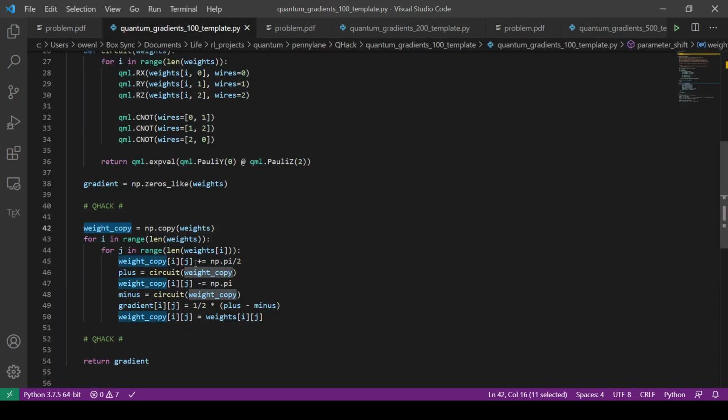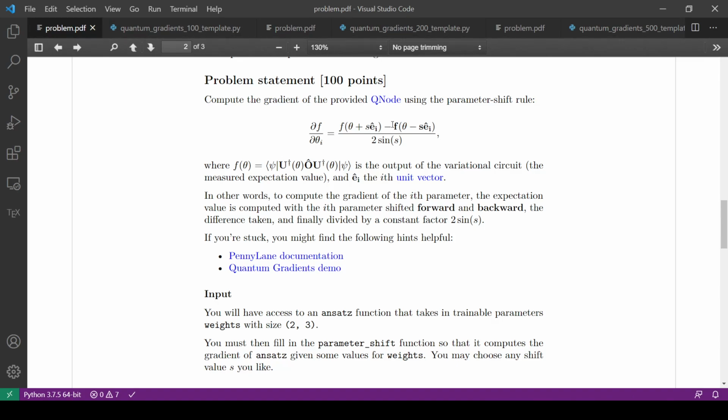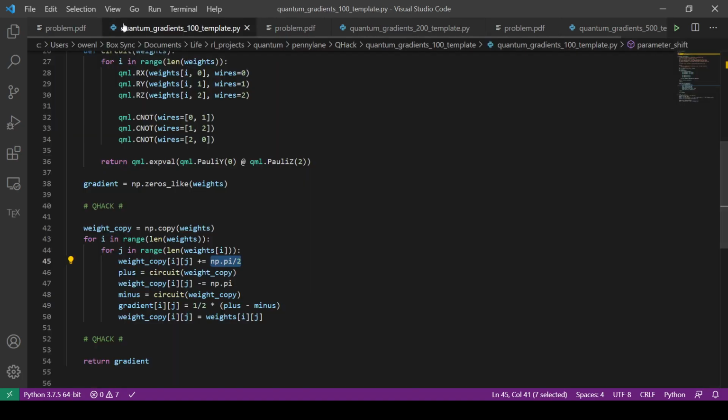So we just create a copy of the weights, then we go through all of the weights, we add pi over 2, which is just the S value that I've defined here. You see that a lot in parameter shifts, like in the Crooks paper. Then you evaluate the circuit with that parameter change. Then I subtract 2 times that shift, because it was added, and so now we're subtracting it away. Then we evaluate the circuit, then we do 1/2 and multiply by this evaluation minus that evaluation.